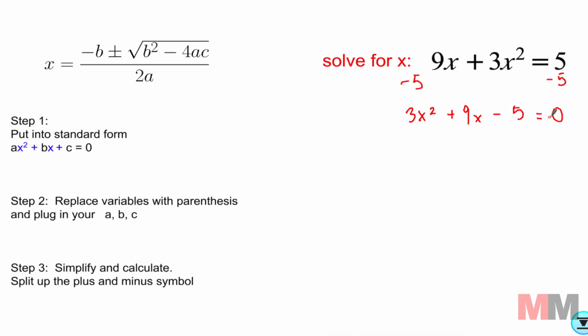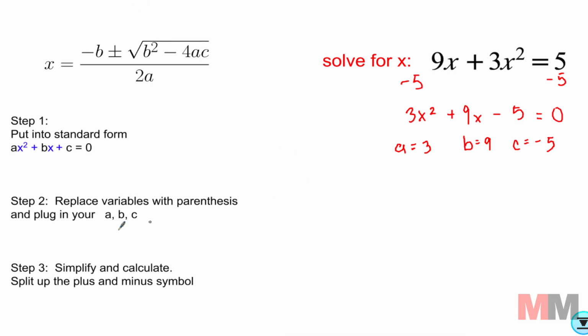When you have that in standard form, then you have your a, b, and c's, which are going to be used to plug it into this main equation right here. Let's just list that at the bottom. A equals 3, b equals 9, and c equals negative 5.